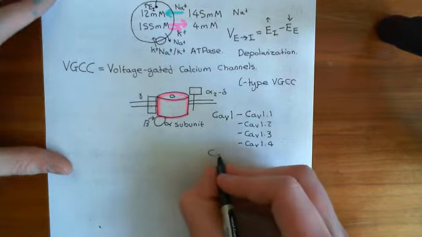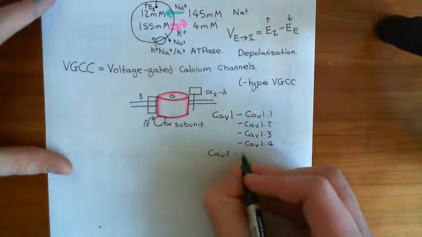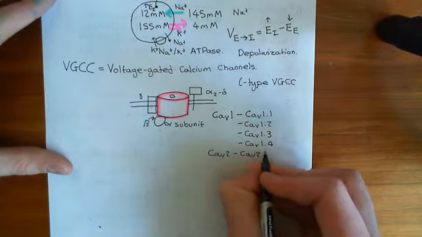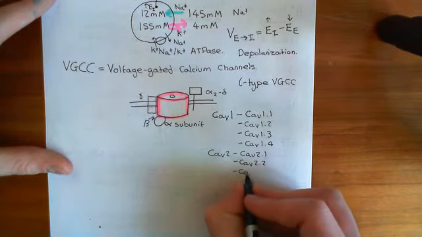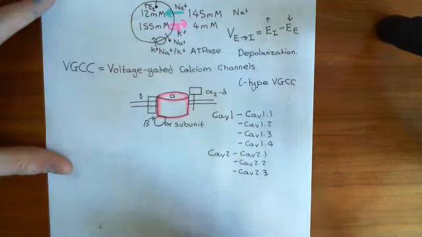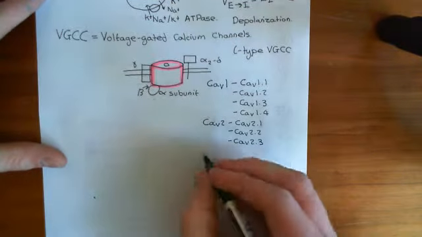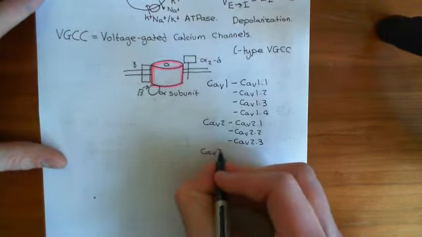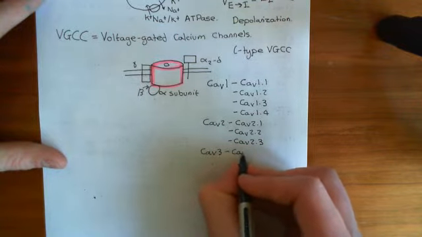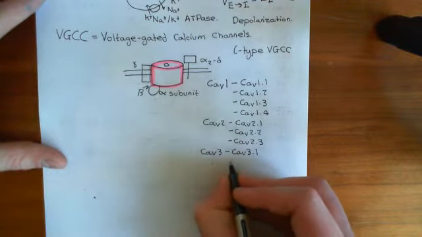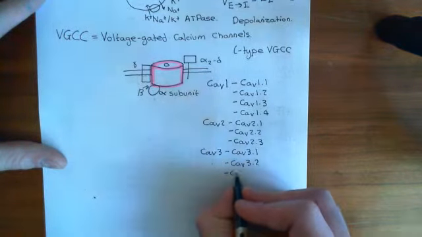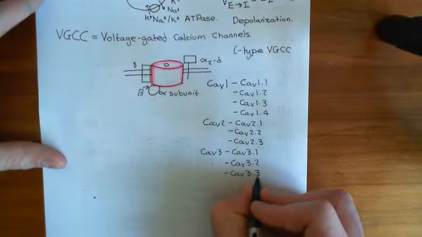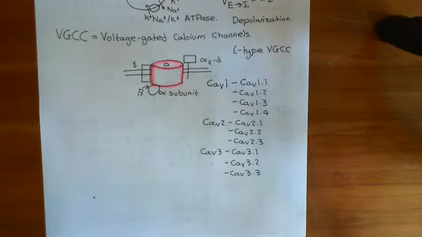Then we have the CaV2 family, which has 3 members within it: CaV2.1, CaV2.2, and CaV2.3. And then finally we have the CaV3 family, which again has 3 members: CaV3.1, CaV3.2, and CaV3.3. So these 10 different proteins are all alpha subunits of voltage-gated calcium channels.